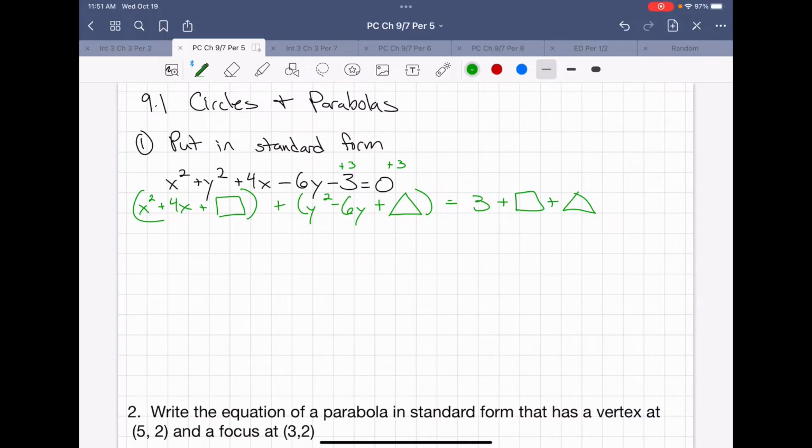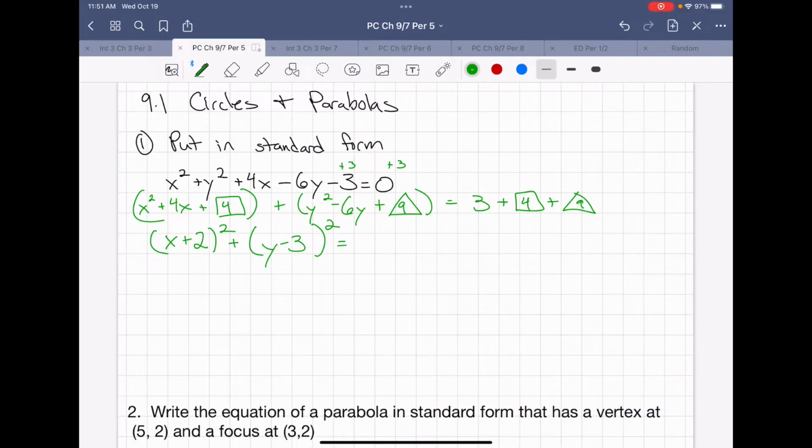Then I am completing the square. So you're welcome to draw the box, but it's always half of the middle term. Half of 4x, half of 4 is 2. That number squared, so this number squared is the box. 2 squared is 4. Both boxes are 4. See if you can do it for the y's. Half the middle term, half of negative 6 is minus 3. That number squared is 9 for the triangle.